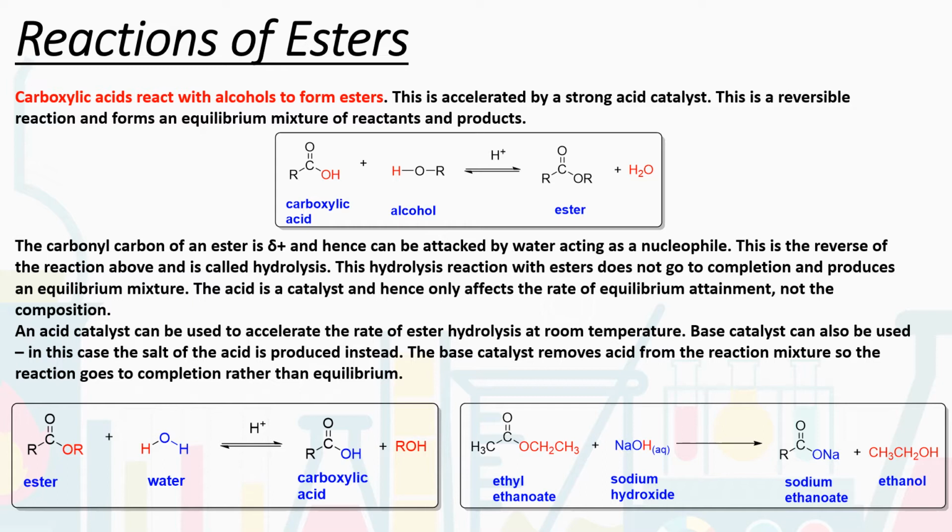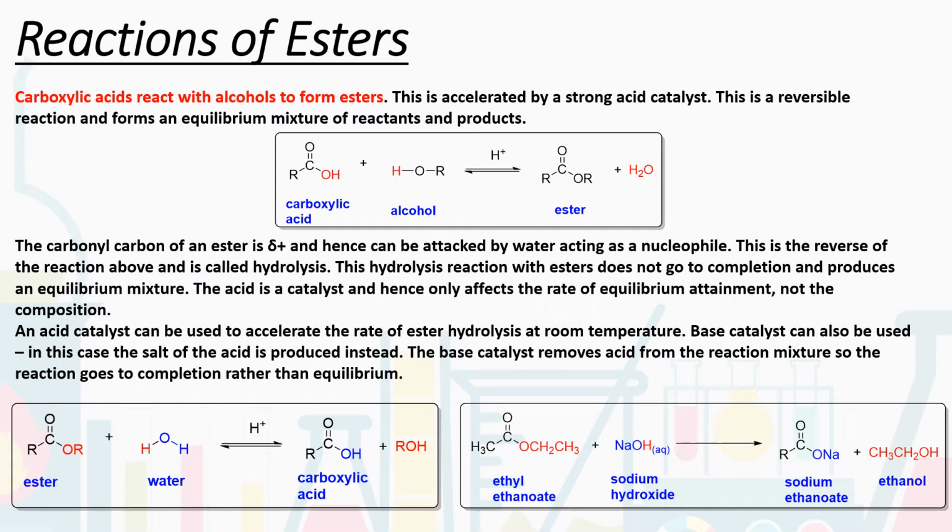And so you can see the OH group of the carboxylic acid and the H of the alcohol join together to make H2O, and then the two other bits join together. So our RCO and our OR, the alcohol part, join together to make our ester. And we'll look at the mechanism of this on the next slide. But the carbon of an ester is still delta positive, and so it can be attacked by water acting as a nucleophile. And so this is the reverse of the reaction above, and this is called the hydrolysis reaction.